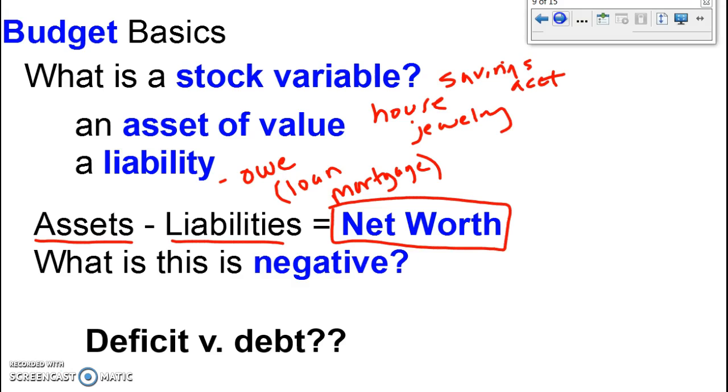Another thing to remember is there's a difference between deficit and debt. Deficit is a flow variable, right? It refers to one year, one month, that income stream, and debt is a stock variable. It is a semi-permanent, right? Semi-permanent negative.